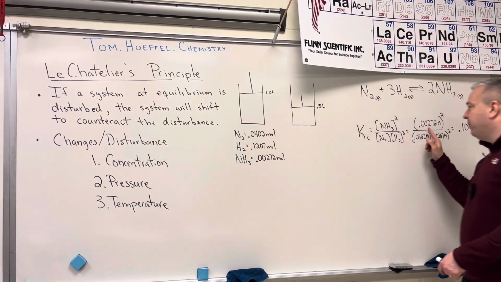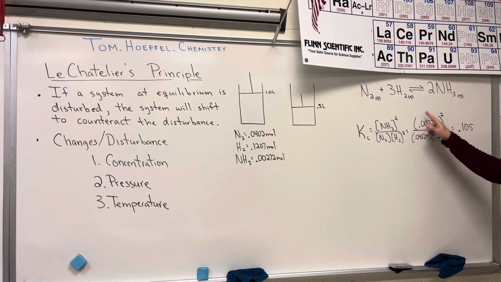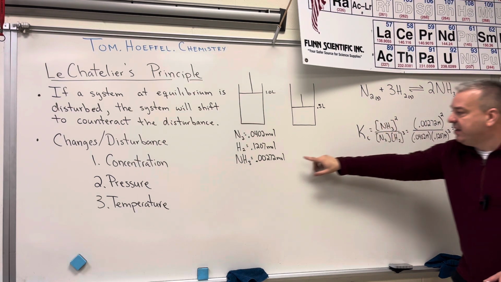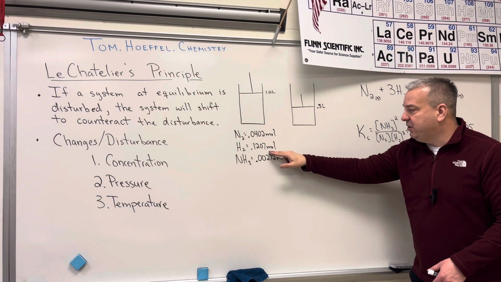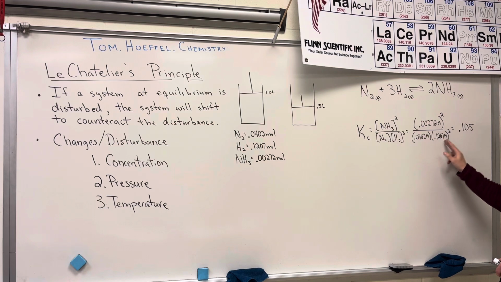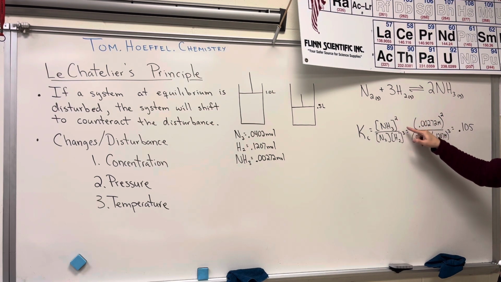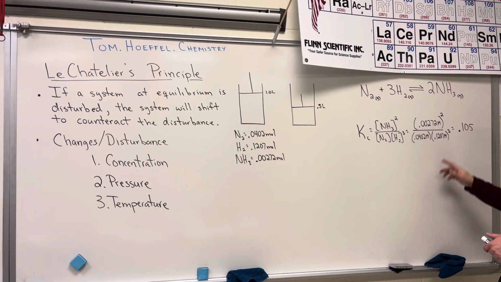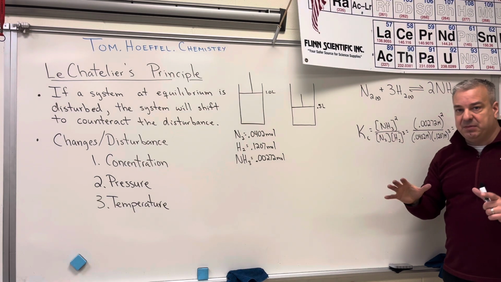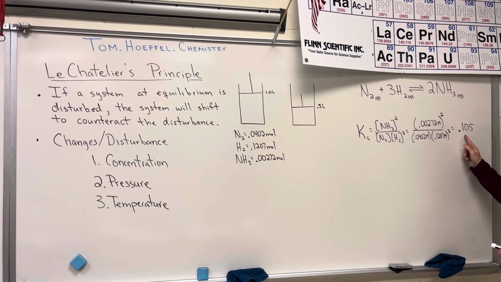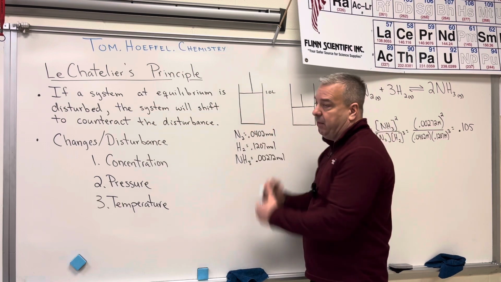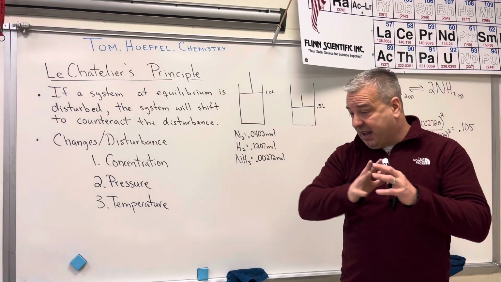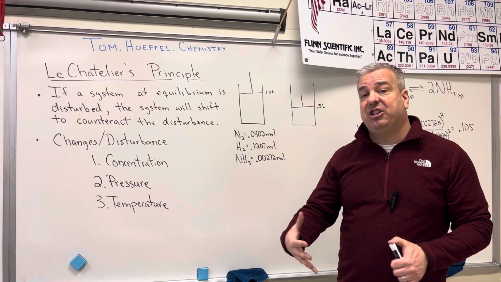So I take those numbers and I plug them into the equilibrium expression that I have right here. The NH3 is 0.00272, and then the N2 and H2 respectively, okay? And I take them to their appropriate exponent based on the equilibrium expression, and I find out that this system is in equilibrium with a constant that's equal to 0.105.